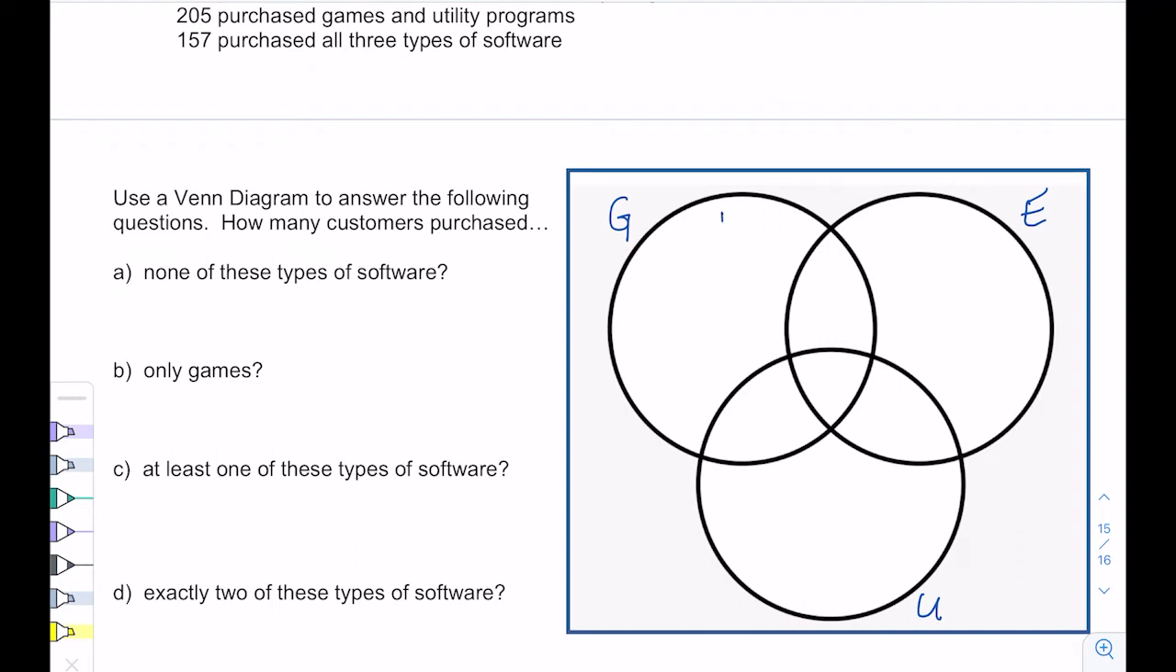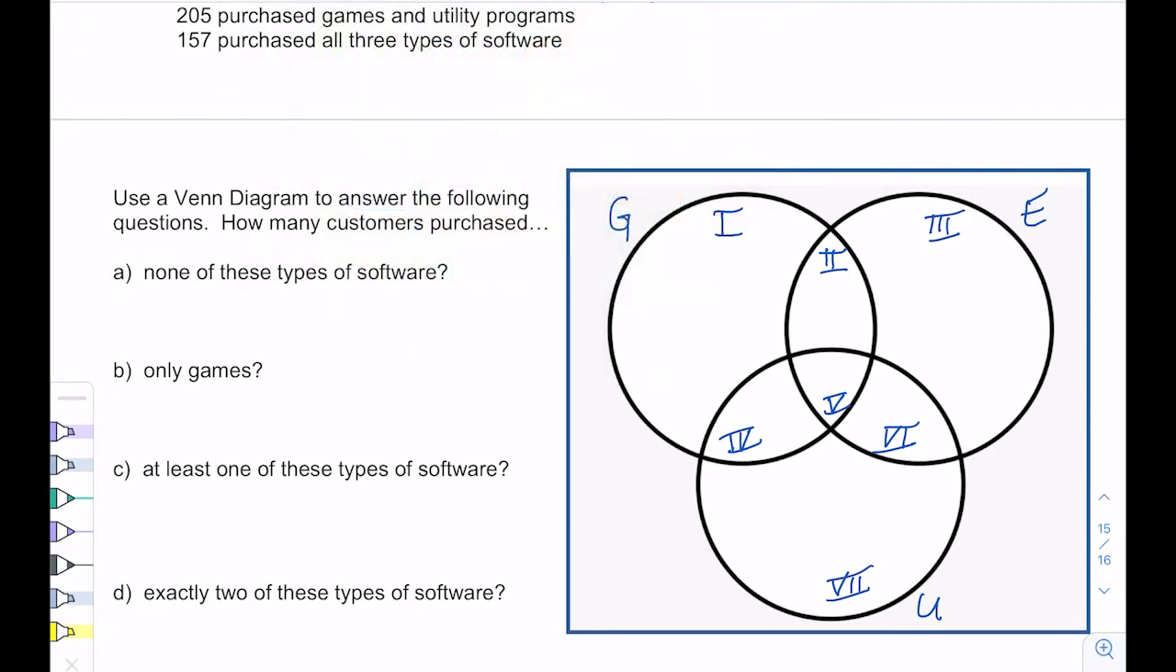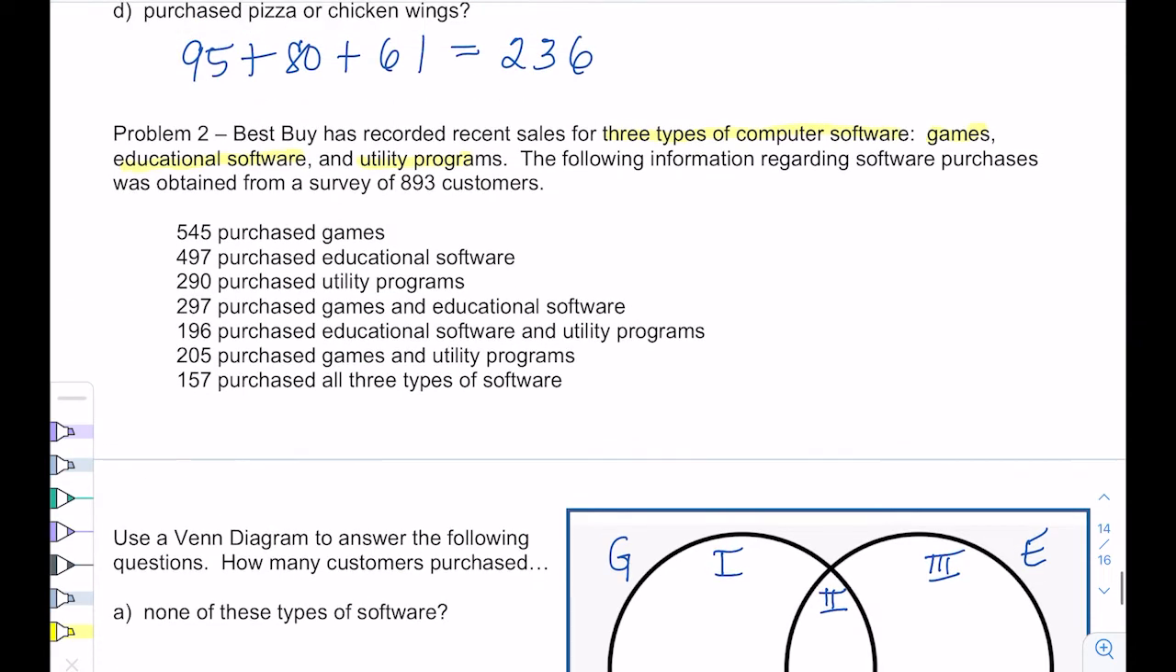And I'm going to label all of these regions so that I can refer to them as we're doing this problem. So I'm going to call this region 1, 2, and 3. And then this is region 4, 5, 6, and then region 7. Okay. The other thing that's important here that I'm going to highlight is that they surveyed 893 customers. So that's going to be important as well.